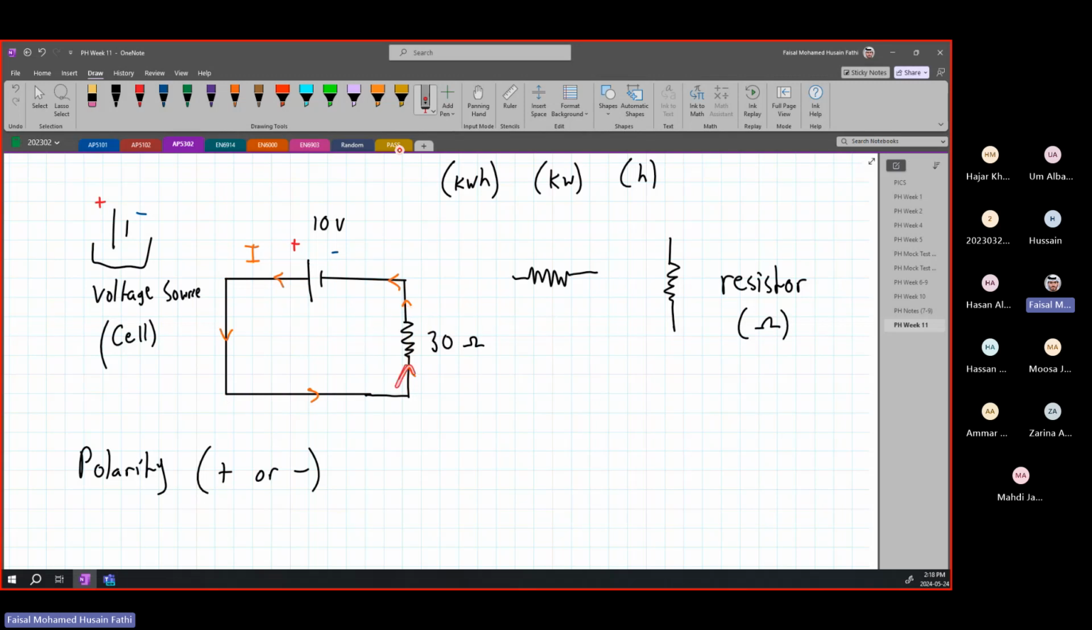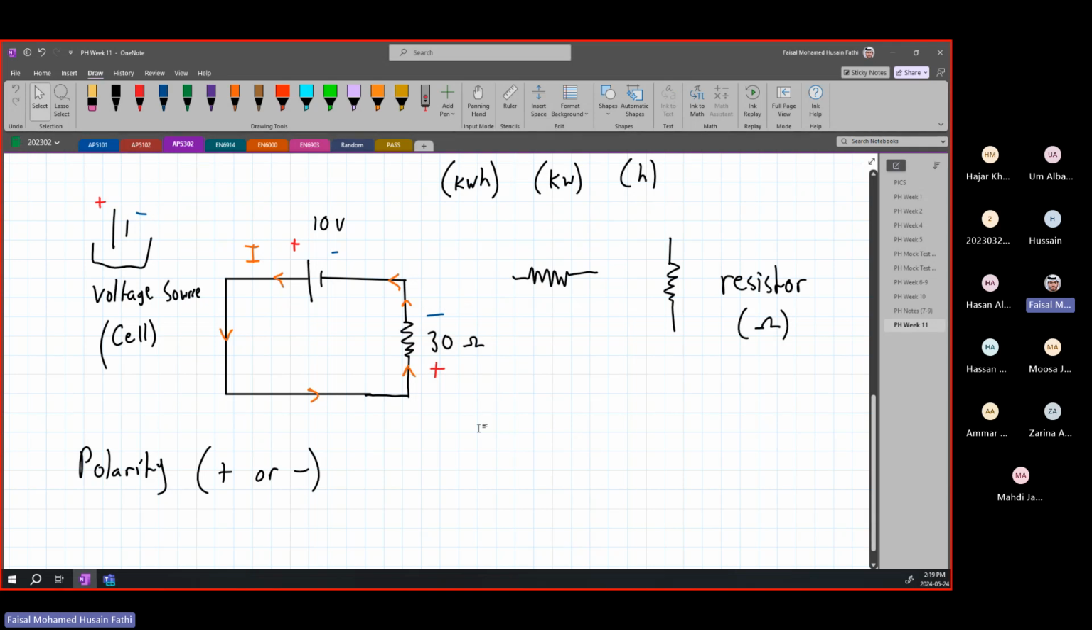So if current is going from here in and out from here, this will become the positive end and this will become the negative end. Remember that current will always, in a component, enter from the positive and exit from the negative, opposite of a cell. So when we're talking about polarity here, it will look something like this for a component, or in this case for a resistor. Okay?